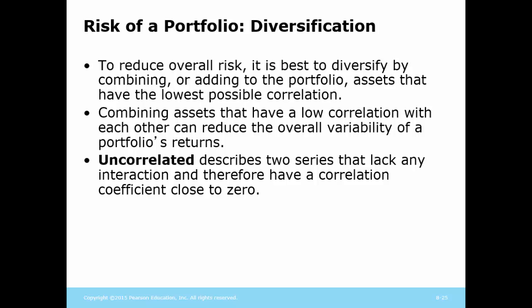So in order to reduce risk, we need to combine assets that ultimately don't act alike. We want them to have lower correlation than +1. Two uncorrelated series means basically they have no interaction, so the correlation coefficient is going to be 0. Since that is obviously less than the highest, we would have less risk in those two assets than you would have in a portfolio that had two assets with a +1 correlation.